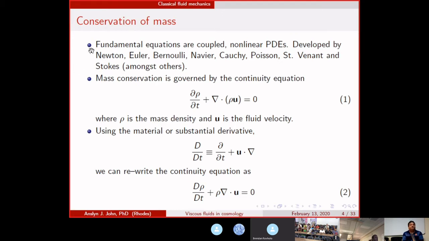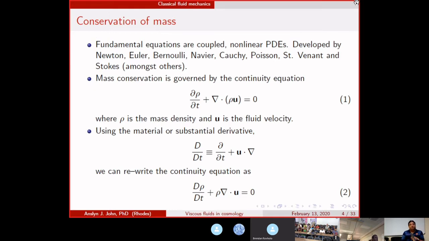The most basic one is the conservation of mass. And mass conservation is governed by equation one, often called the continuity equation, where rho represents the mass density, mass per unit volume of a fluid element, and u is the fluid velocity. I'll use bold face to indicate vector quantities.